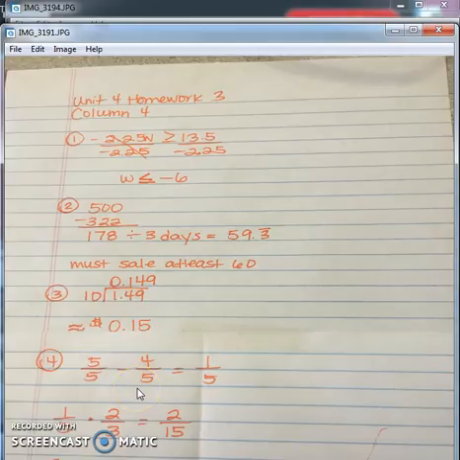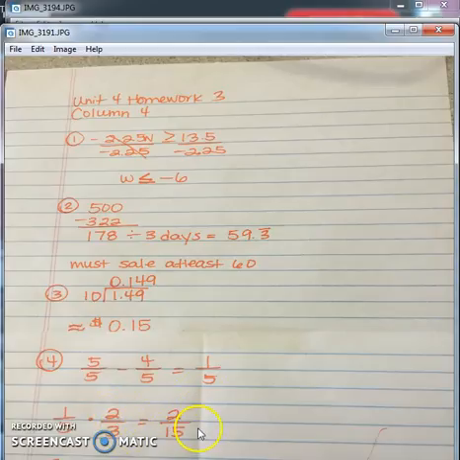Number 4, Jen has read 4/5 of a book. The next day she read 2/3 of what she had left. When we see a fraction of something, we know that we need to multiply. So the first thing we must do is decide how much she has left to read after the first day. If she read 4/5 the first day, she only has 1/5 of the book left. So we're going to take 1/5 and multiply it by this 2/3 because she read 2/3 of what she had left the next day.